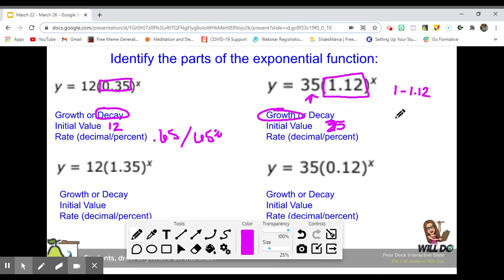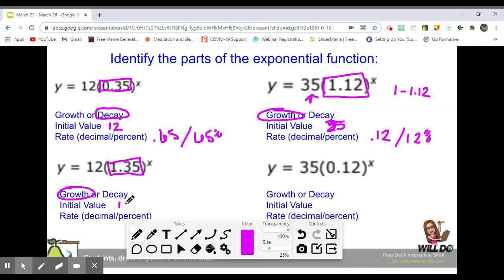Okay, and if I'm taking 1 minus 1.12, I'm going to get 0.12, which is 12% for my rate. Okay, next one, is it a growth or a decay? Well, this particular number is bigger than 1, greater than 1, so it is a growth.